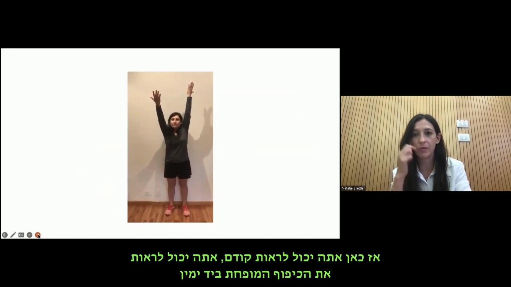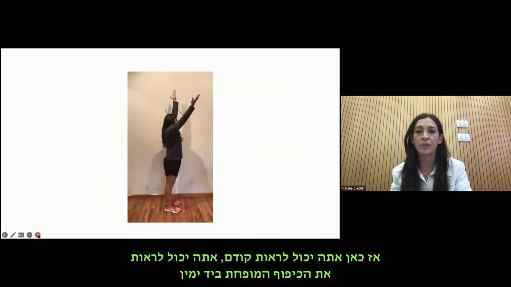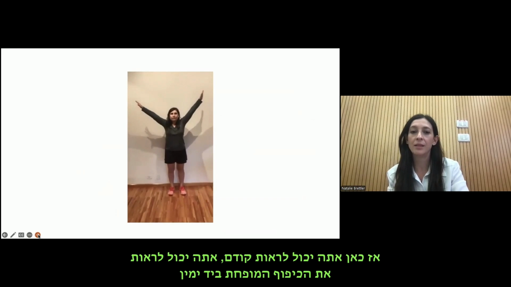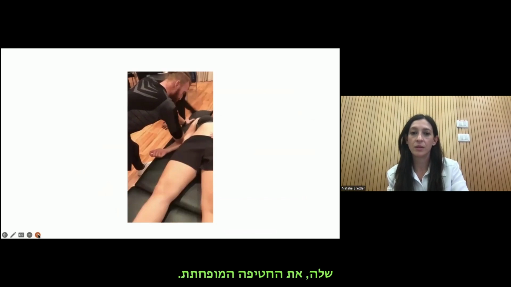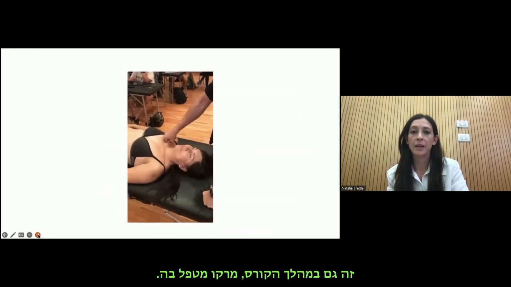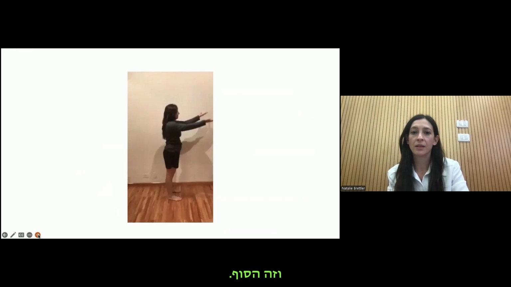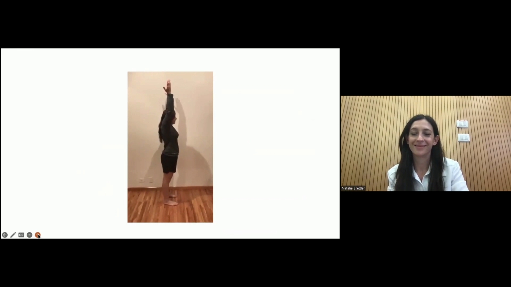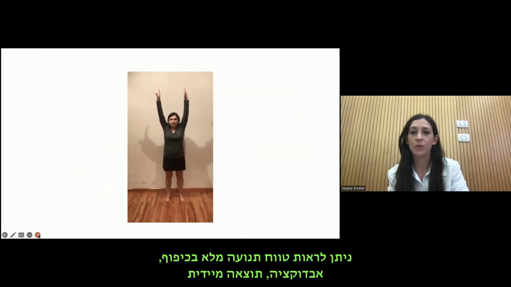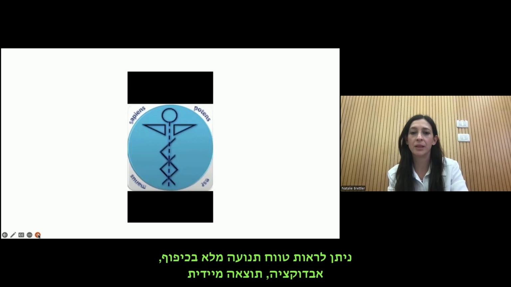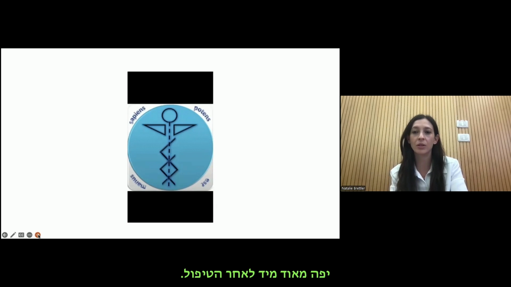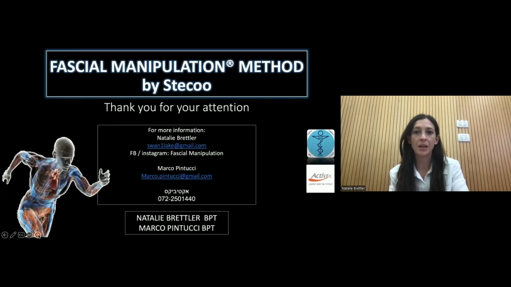So here you can see before, you can see the reduced flexion in her right hand, the reduced abduction. This is also during the course, Marco is treating her. And this is the end. You can see full range of motion in flexion, abduction. Very beautiful, immediate result, immediately after the treatment.